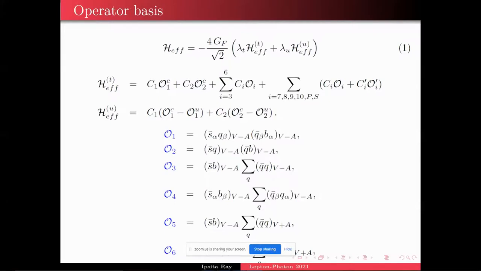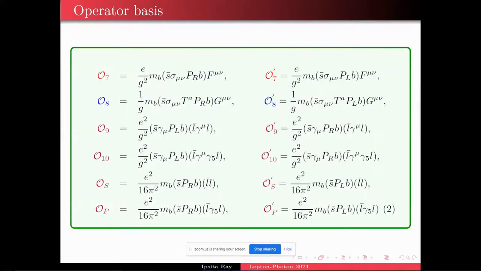So we follow a model-independent effective field theory approach where the effective Hamiltonian is given like this, and the new physics effects are dumped into the various Wilson coefficients. So this is the operator basis where O1 to O6 are the four quark operators. O7 and O7 prime are the photon dipole operators. O8, O8 prime are the chromomagnetic operators, and the rest are the semi-leptonic operators.